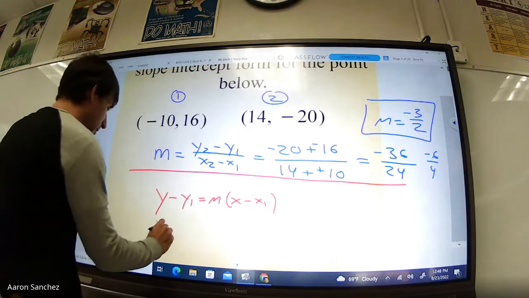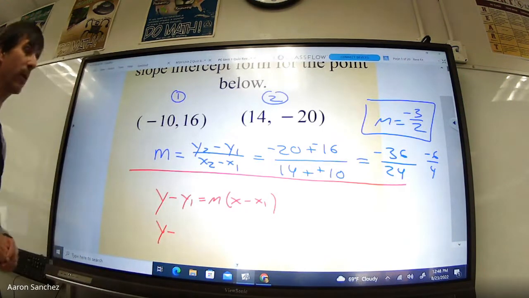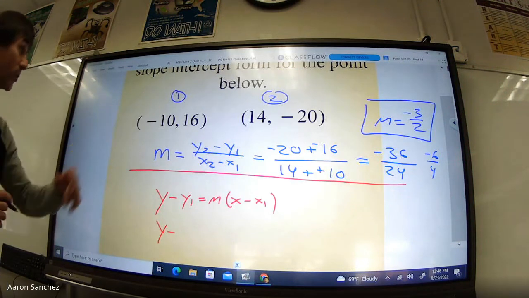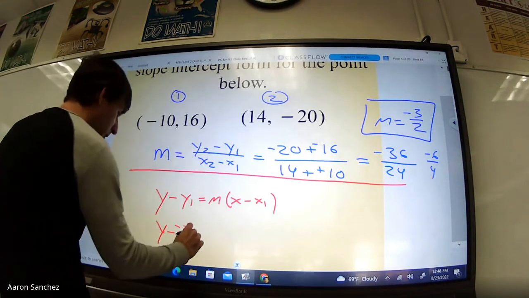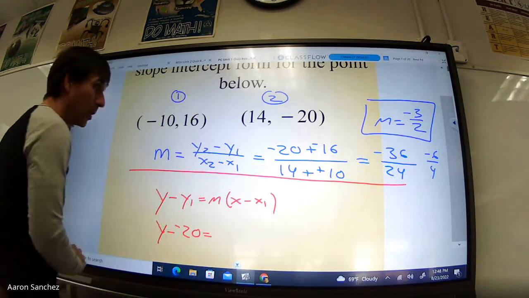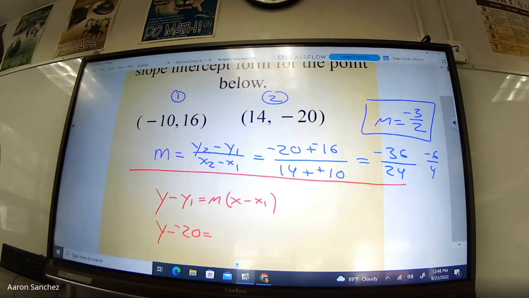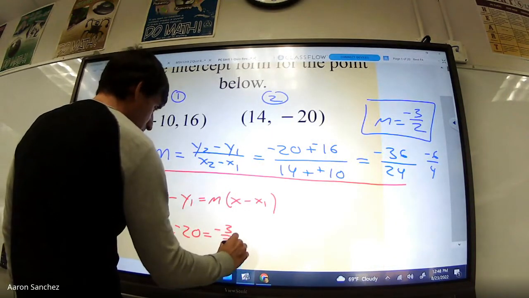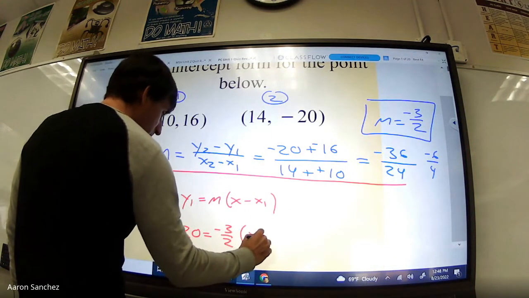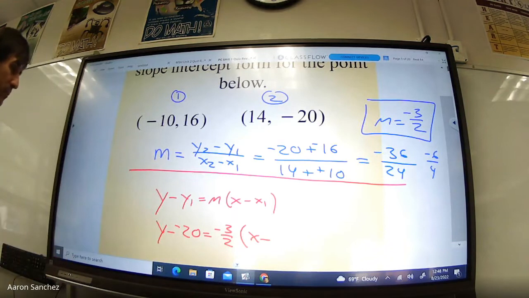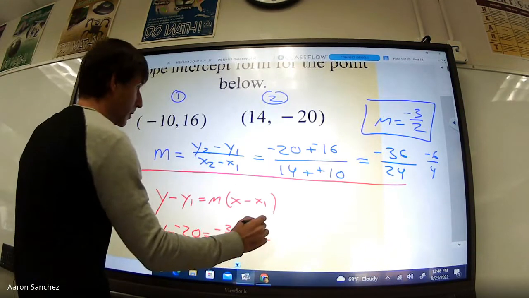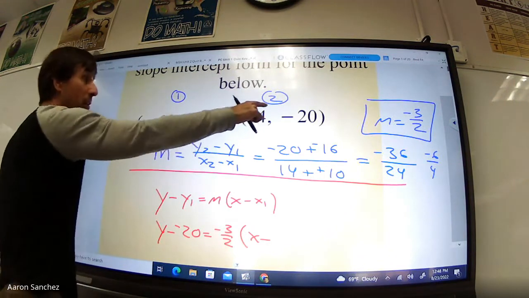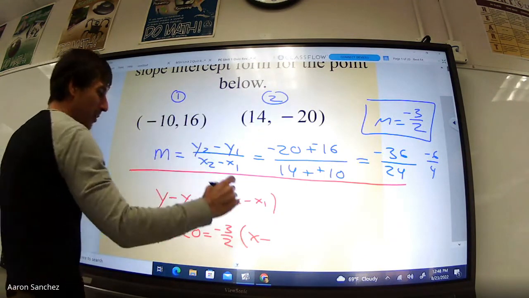Y minus, what did I put in for my y1? Someone yell it out. Negative 20, because I said this one over here. Y minus negative 20 equals m. What did I plug in for my m? Negative 3 over 2 times x minus what? Since we're doing this one, I've got to do the 14, right? Since I did the negative 20, if you plug the other one in, it'll mess you up.